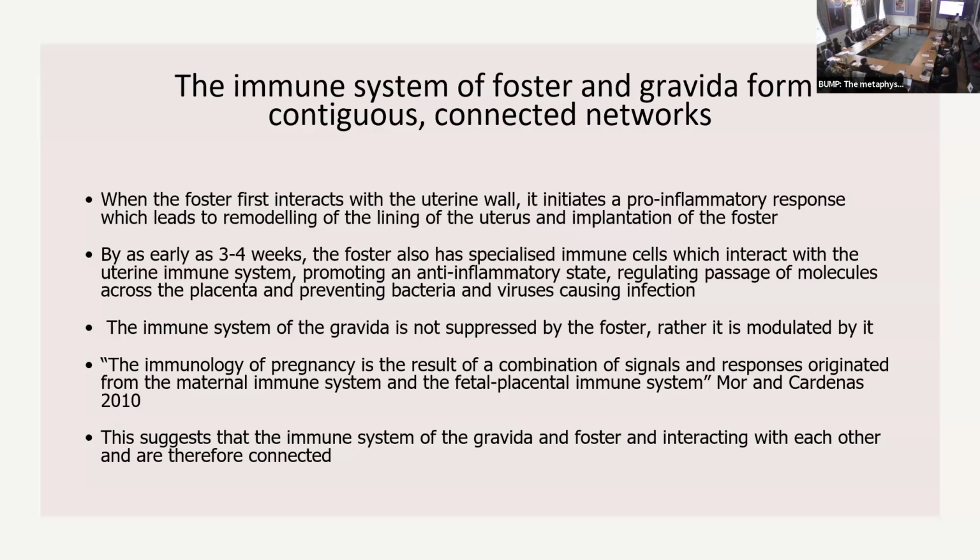So this suggests that the immune systems of the gravida and foster are interacting with each other, and the responsiveness and dispositional profile of the immune system of the gravida and the foster are modulated by this interaction. They seem to be connected and mutually interactive, in a way that is similar to how the immune system in the brain interacts with the immune system outside the brain, and the immune system in the kidney interacts with the immune system outside the kidney. So they all form one contiguous network.